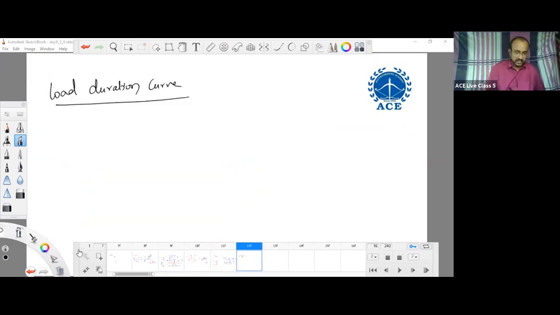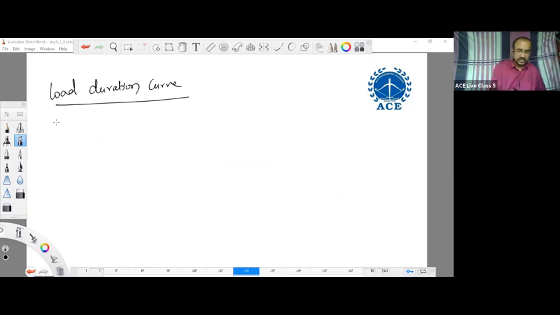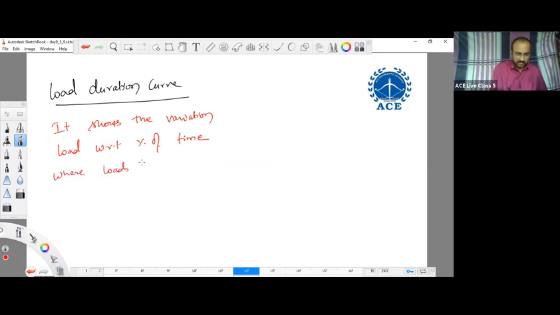Okay, so what does the load duration curve show? It shows the variation of load with respect to percentage of time, where the loads are arranged in descending order.